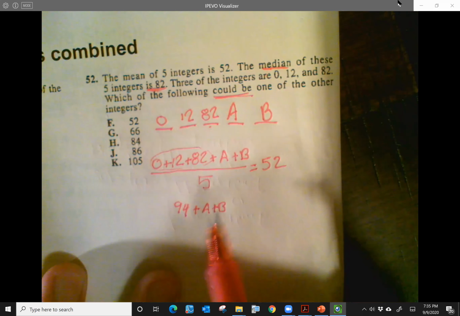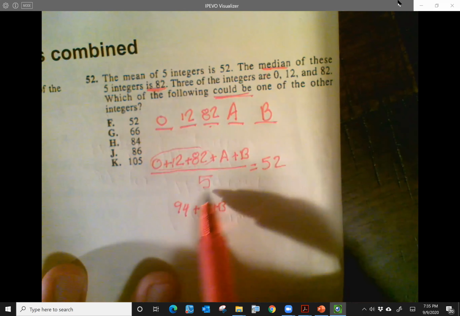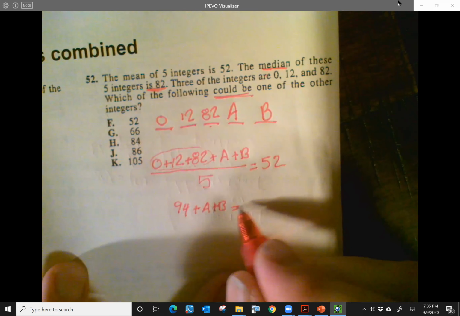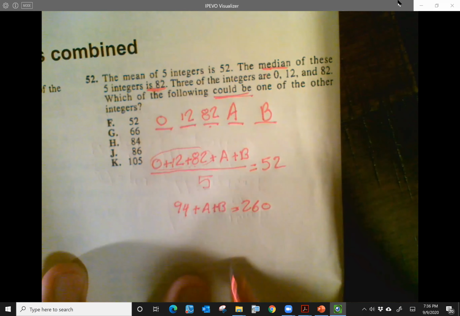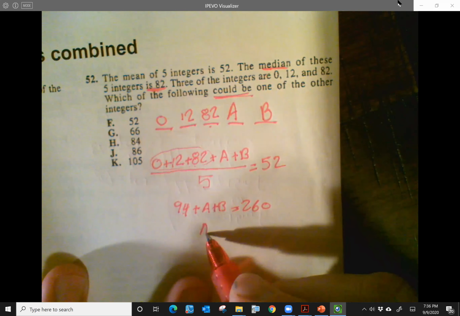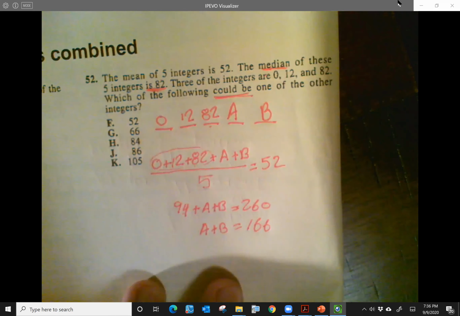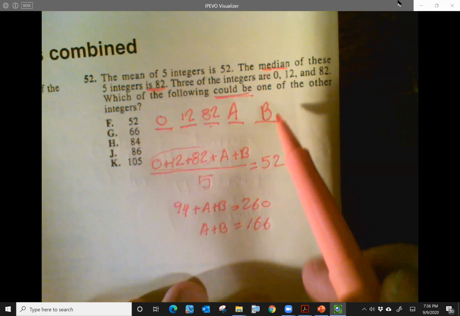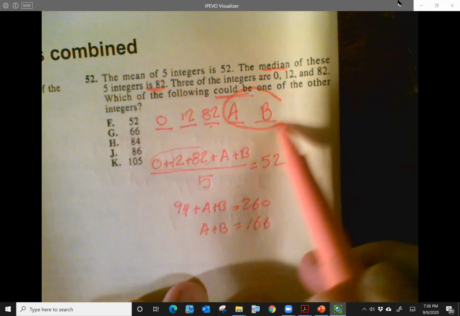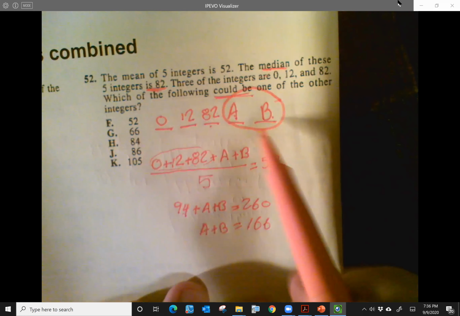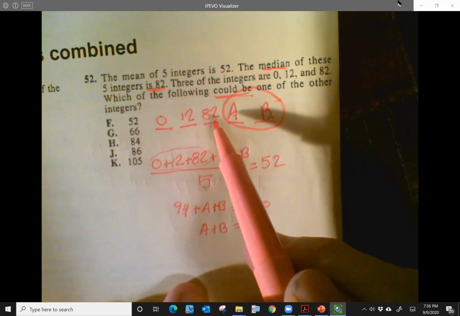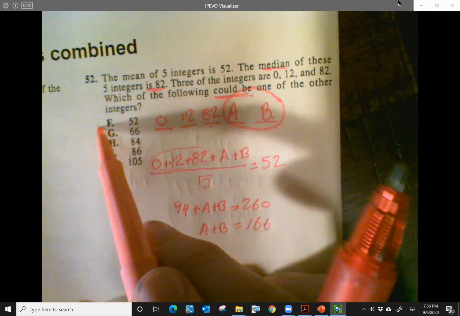And if I multiply both sides by 5 to get rid of this dividing by 5, we wind up with 260. And if I subtract 94 from both sides, I know that A plus B is equal to 166. Now, we still got to figure out what one of the other numbers could be. Now, here's a couple things. We know that A and B both have to be bigger than 82, right? So that means I could eliminate F and G.